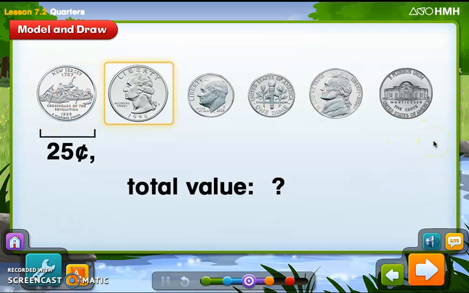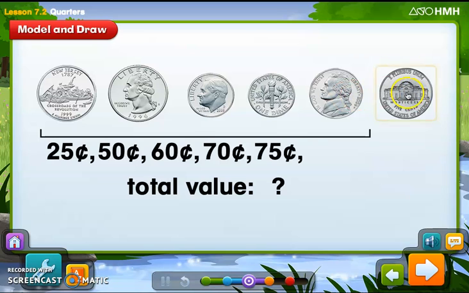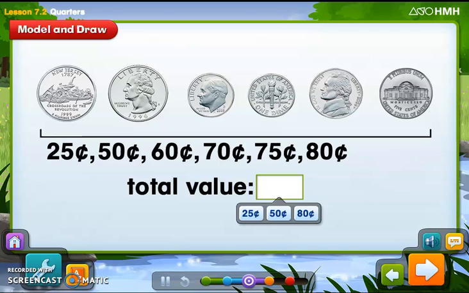25 cents. 50 cents. 60 cents. 70 cents. 75 cents. 80 cents. What's the total value of the group of coins?